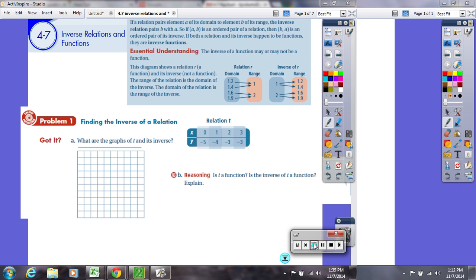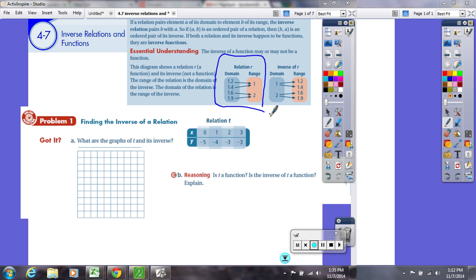So here's a function or a relation. It has some numbers as inputs and outputs. It's a relation because not all relations are functions. Are all functions relations? Yes. So we want to talk about it because everything has an inverse. But is that inverse a function? That's what we're going to talk about today.